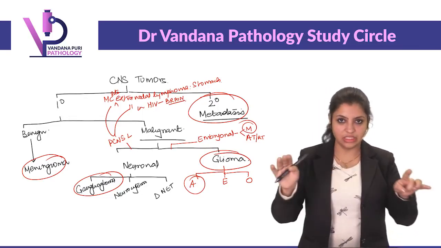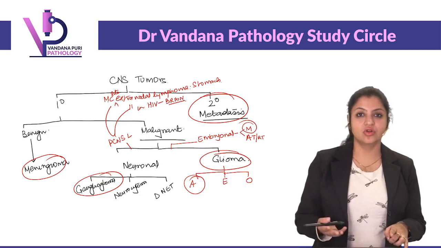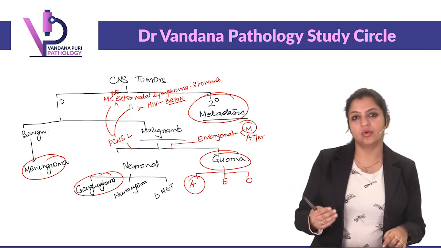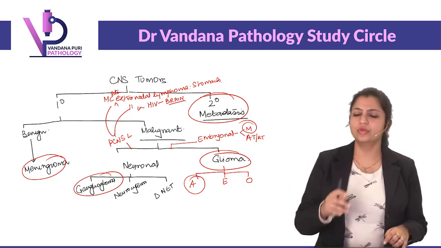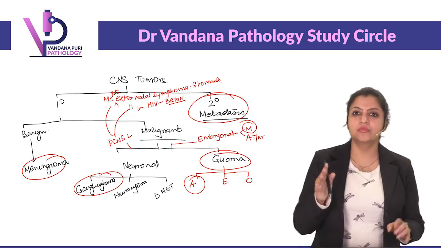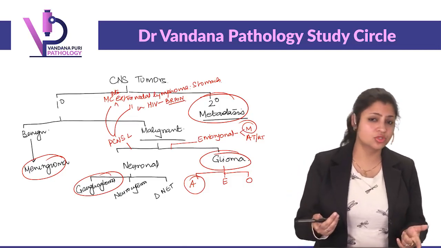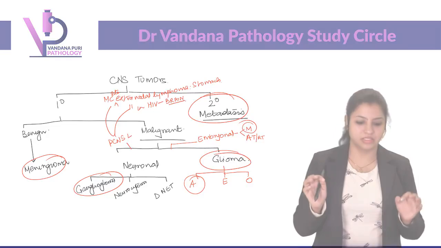Are we clear with this configuration? With this configuration, let's start one by one with each tumor. Which was the most common brain tumor? Metastasis, isn't it?